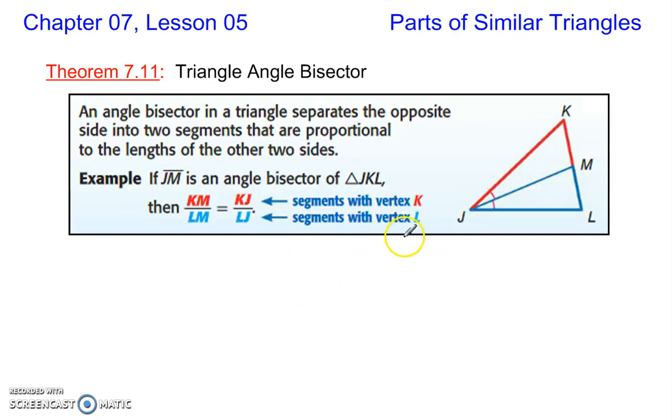The triangle angle bisector, okay, so if we have an angle bisector, it separates the triangle into two sides, and these two segments are proportional to each other. So this red segment is proportional to the blue segment down here. So the short side to the short side, long side to the long side. So we have KM, this side KM, right here, to this short side, LM, is proportional to KJ to LJ.